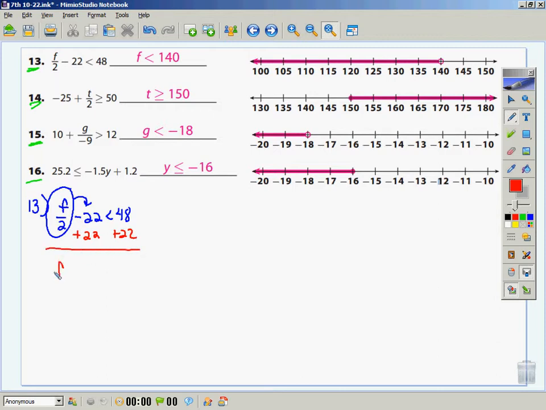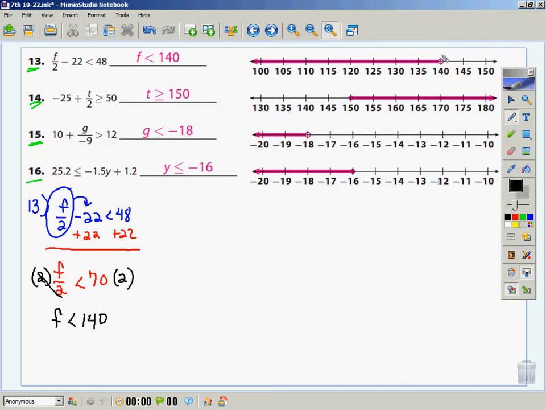I now have f over 2 is less than, when I add 22 and 48, it's going to give me 70. F is being divided by 2. The opposite of division is multiplication, so I multiply both sides by 2. These would cancel out, leaving me just f, and f would have to be less than 140.